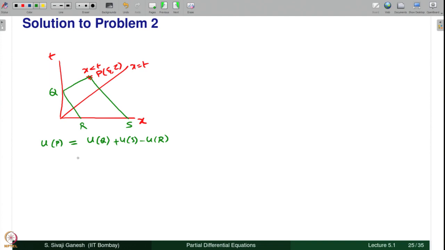Okay. What is U of Q? It is determined in terms of H, because U is equal to H. What is U of S? U of S is given in terms of phi, because U is equal to phi here, and U of R also. So, it looks like it does not depend on psi. So, it means we are erring somewhere.